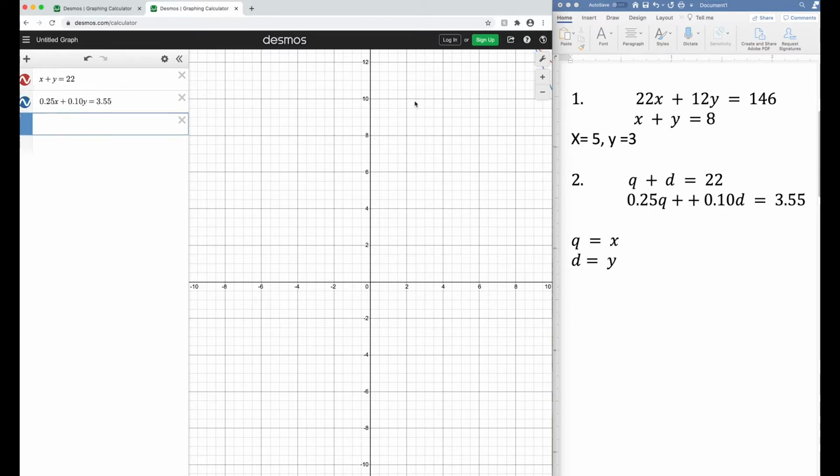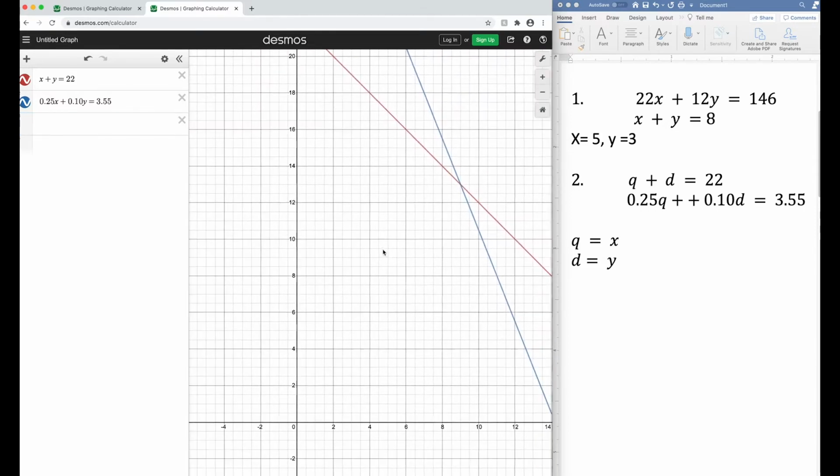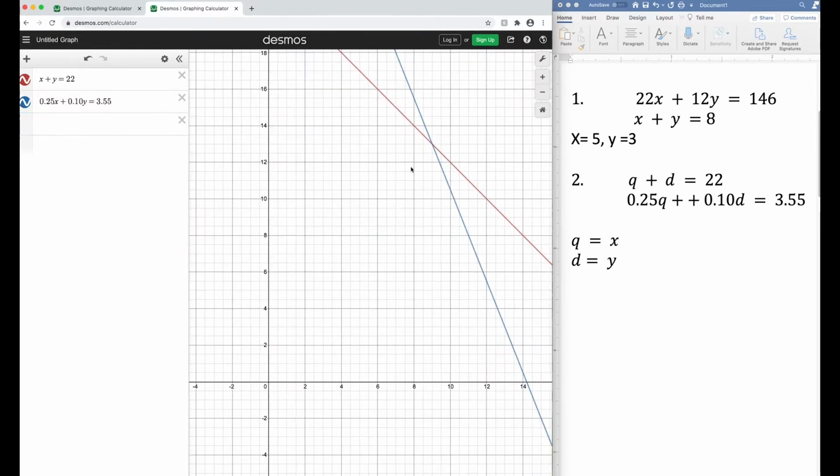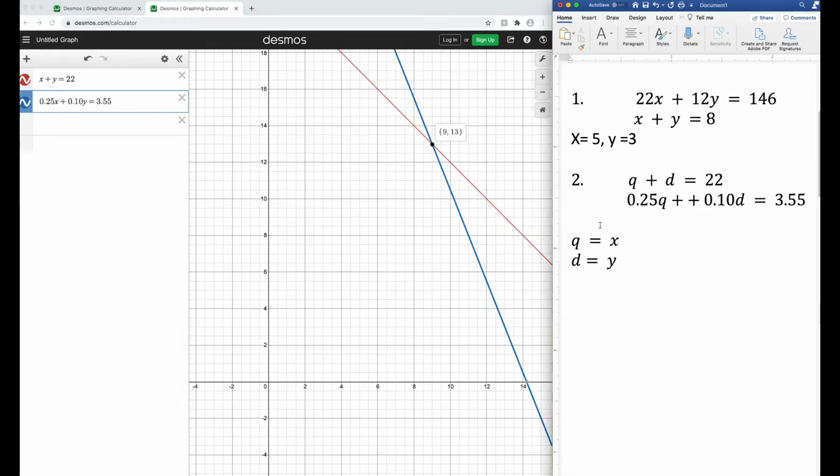Bam. I see nothing on the graph, so all you have to do is drag it and you will be able to see it. Drag it, okay? Just drag here. Now you will find a point right here, 9 and 13. With that being said, x is going to equal 9 and y is going to equal 13. Okay, so that is how you do it using Desmos. Hope it makes sense to you.